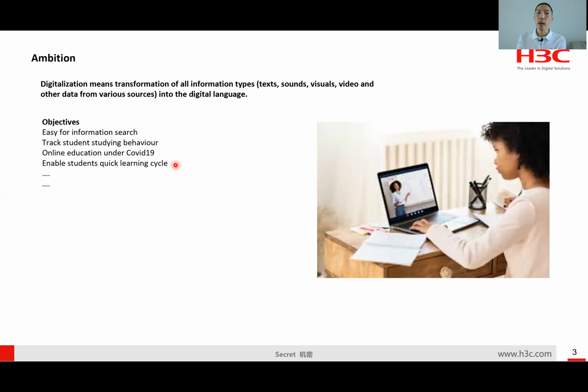And finally, one of the objectives is to enable students to have a very quick learning cycle. Of course, there will be hundreds of objectives based on different universities, their mission and their vision, and they will define them. Once they define them, the core technology is how we can digitalize all the detail and turn it into very usable, user-friendly information for them.